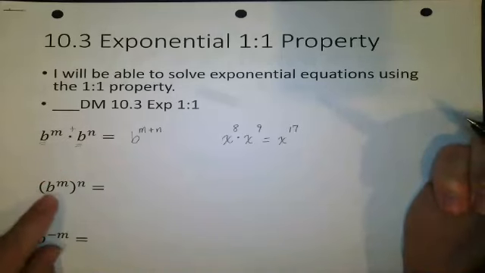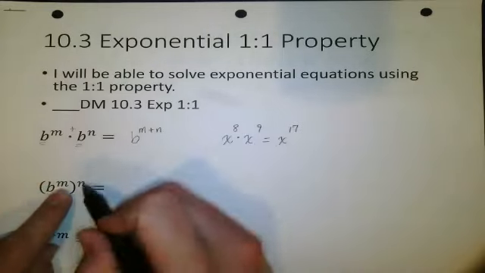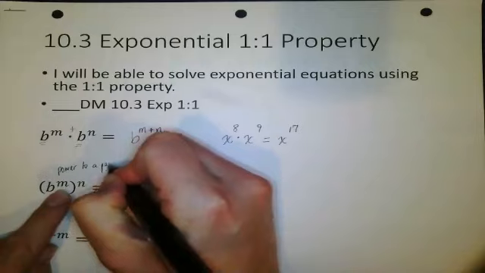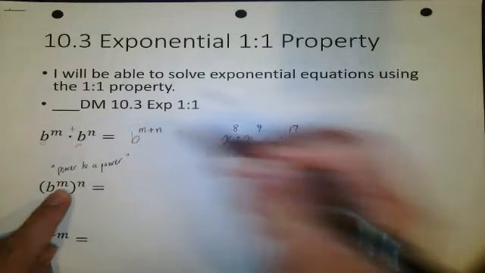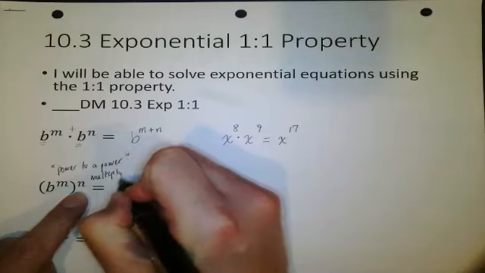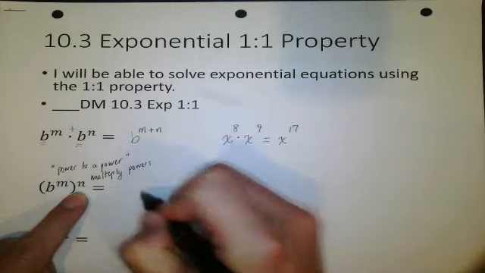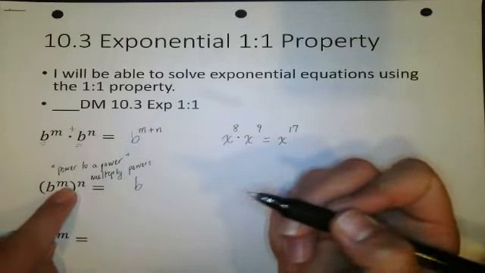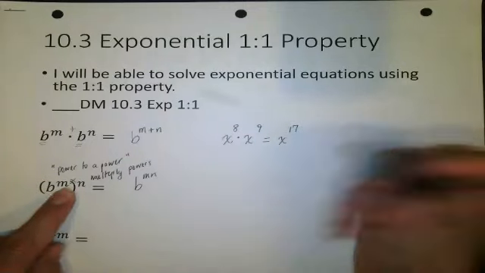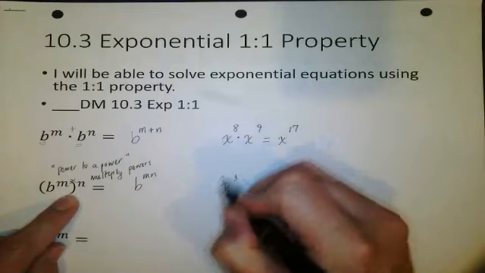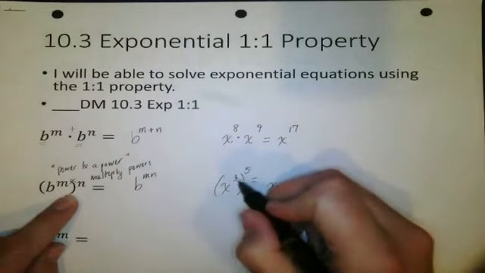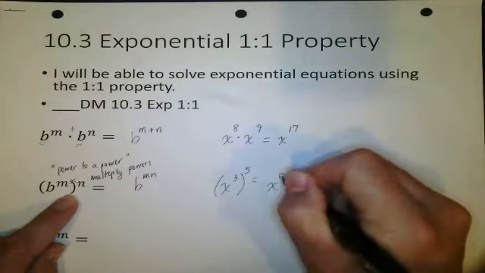Here we have a base raised to a power raised to a power. So we call this a power to a power. And when we have a power to a power, we multiply the powers. So the base stays the same, and then we just multiply m times n, or just write mn. So again, if we have x to the 3rd to the 5th power, then the base stays the same, and we just multiply 3 times 5. 3 times 5 is 15.